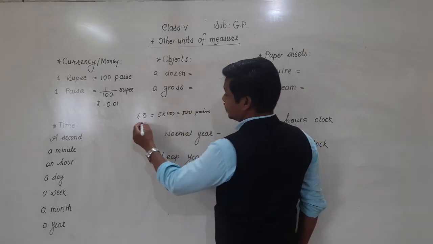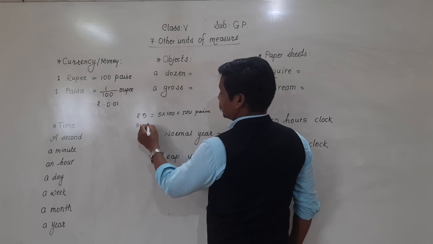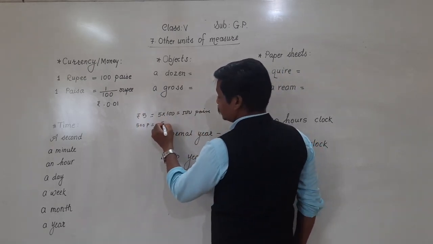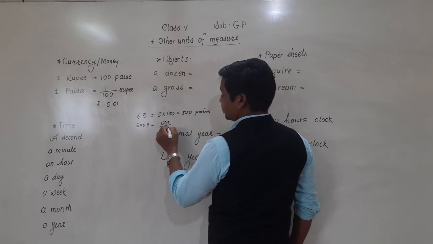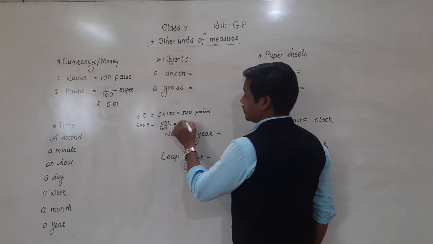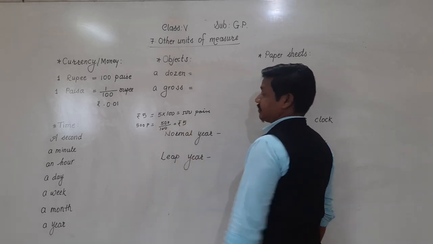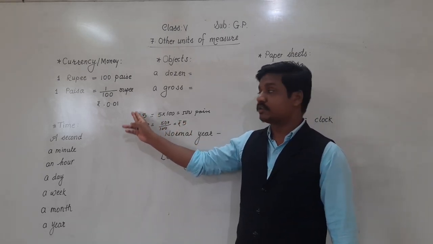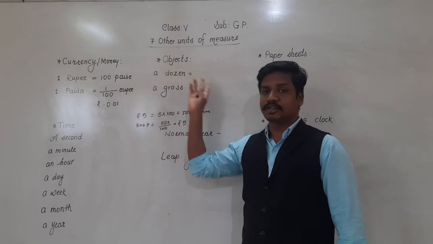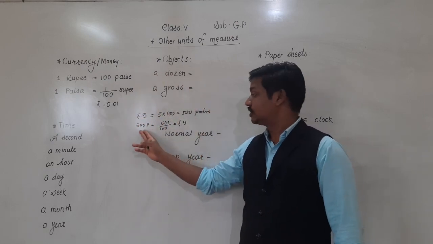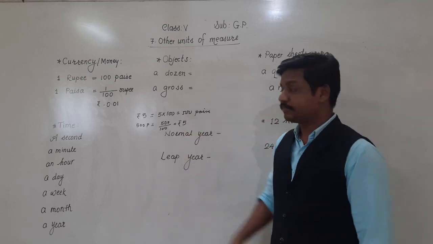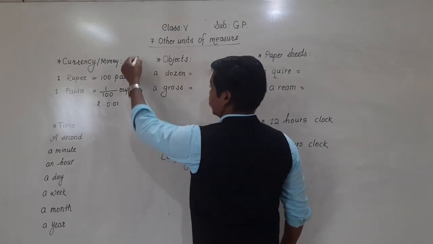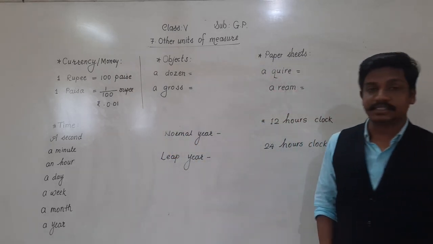Opposite of that, if we need to convert 500 paise into rupees, then we need to divide 500 by 100. So 500 divided by 100 is 5 rupees. Understood? Keep this in mind: when converting rupees into paise, that is bigger unit to smaller unit, multiply by 100, and smaller unit to bigger unit, divide by 100, because 1 rupee means 100 paise. So this is about currency.